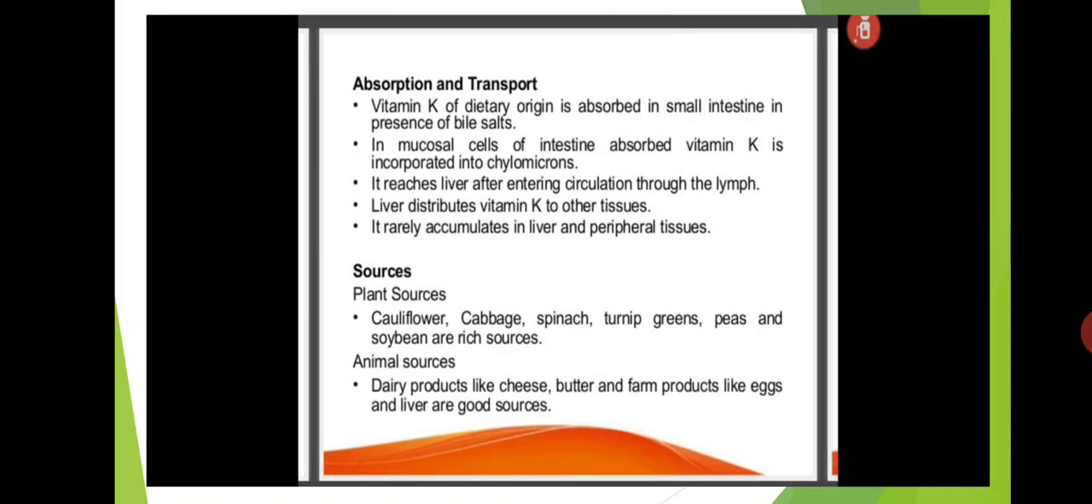Vitamin K is absorbed in the small intestine in the presence of bile salts. After that, it reaches the liver after entering circulation through the lymph. First it enters the circulation through the lymph, then it enters the liver.